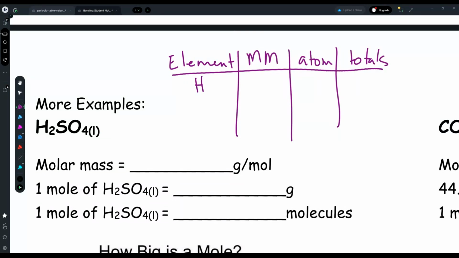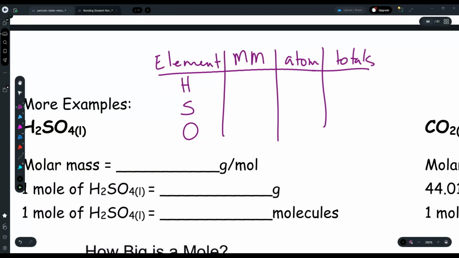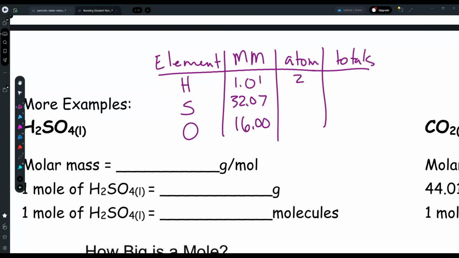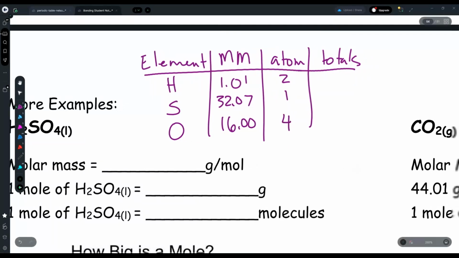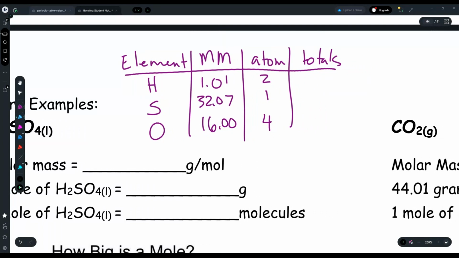Okay, so we have hydrogen, sulfur, and oxygen. So hydrogen, the molar mass for that is 1.01. For sulfur, it's going to be 32.07. For oxygen, it's 16. So we have 2 atoms of hydrogen, we have 1 atom of sulfur, and 4 atoms of oxygen.